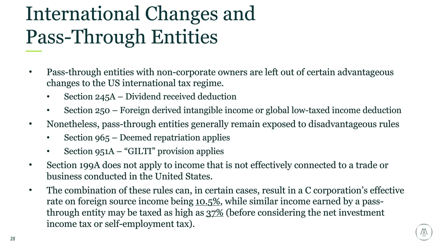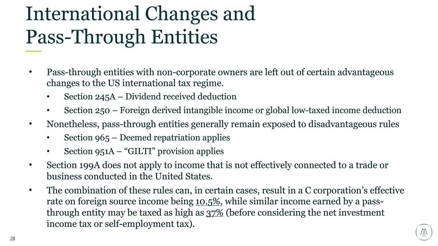The owners of the pass-through entities would have to potentially pay the tax on this. There are some beneficial rules for S corporations within 965, but nonetheless, that toll charge on your foreign earnings applies in the pass-through context, even though I don't get the upside of going into the beneficial territorial provision.